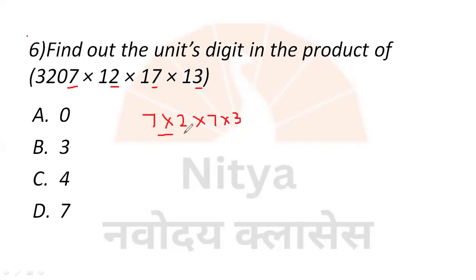So 7 2s are 14. So here the unit digit is 4. So 4 into 7 again. 4 sevens are 28. So again you have to focus only on the unit digits. So 8 threes are 24. So the unit digit is 4. So our final answer will be 4. Option number C. 4 is the answer. Okay.